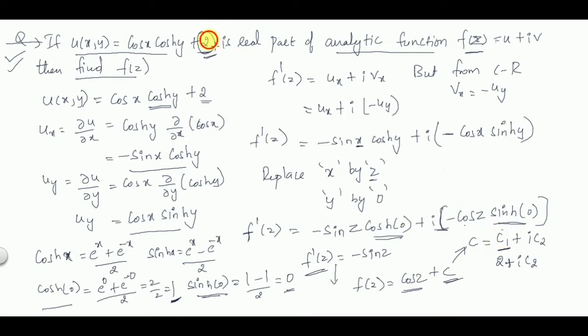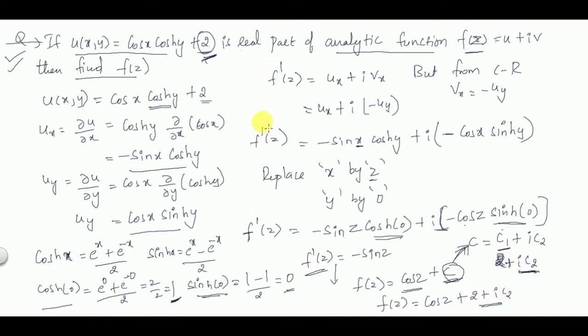If the imaginary part is given for you, you substitute in the place of the imaginary part, and for the real part you take the unknown value. But here the real part is given for you, so you can take the imaginary part as unknown. So finally, f(z) is cos z plus 2 plus ic2. So this c can be split into both the imaginary and real parts. If the real part is given in the question, you substitute that real part in c1, so it will be 2 plus ic2.